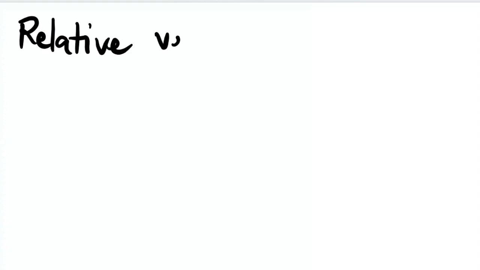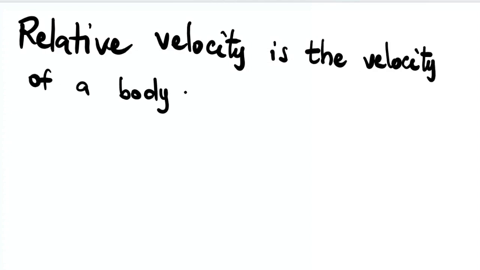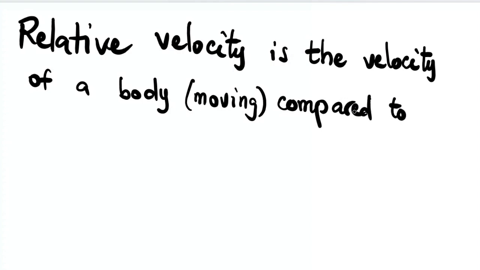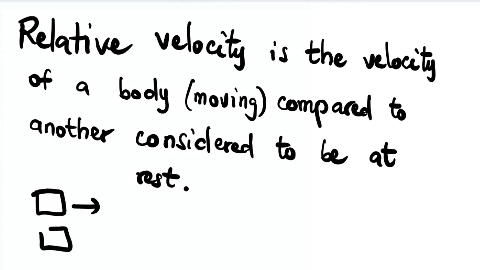formally? Relative velocity is the velocity of a moving body. Usually, a body can be moving or not moving, but usually it's the velocity of a moving body compared to another body that is considered to be at rest. So we consider, even if the two of them are moving, let's say A and B, right? One person has to become the stationary one.